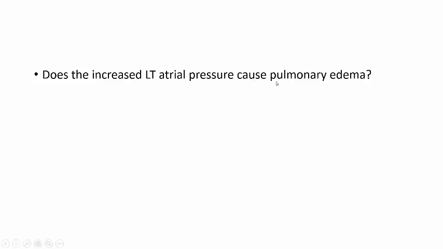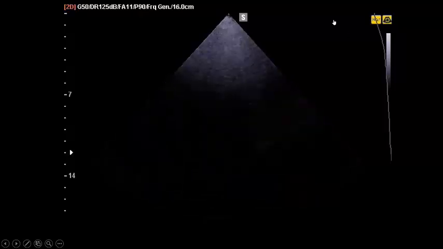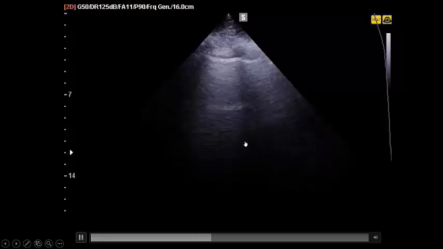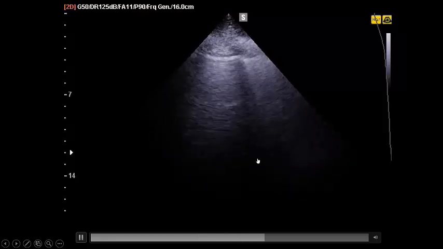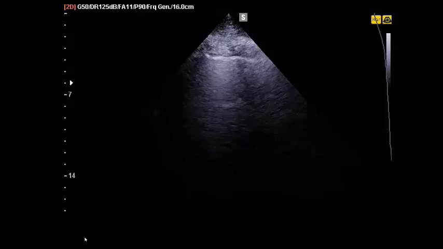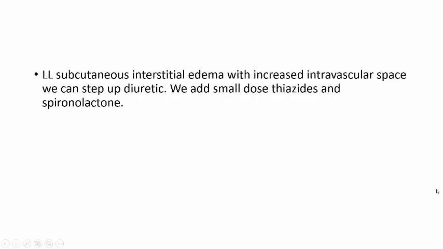Does the increased left atrial pressure cause pulmonary edema? In my patient, really, most of the lung examination was A lines. That means there is no pulmonary congestion. You need to differentiate between increased left atrial pressure and pulmonary edema. In a chronic patient, with chronic increased left atrial pressure, he may tolerate the increase and it will not cause pulmonary edema. So my patient at this point has lower limb subcutaneous interstitial edema with increased intravascular space.